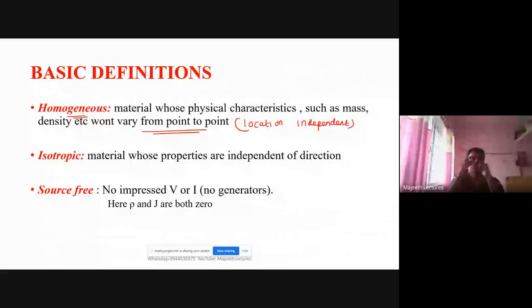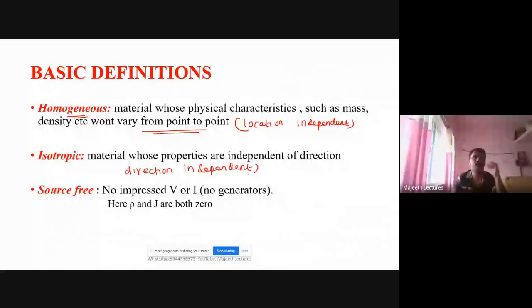We are talking about a homogeneous medium. Now, an isotropic medium is a medium in which the wave characteristics are direction independent.